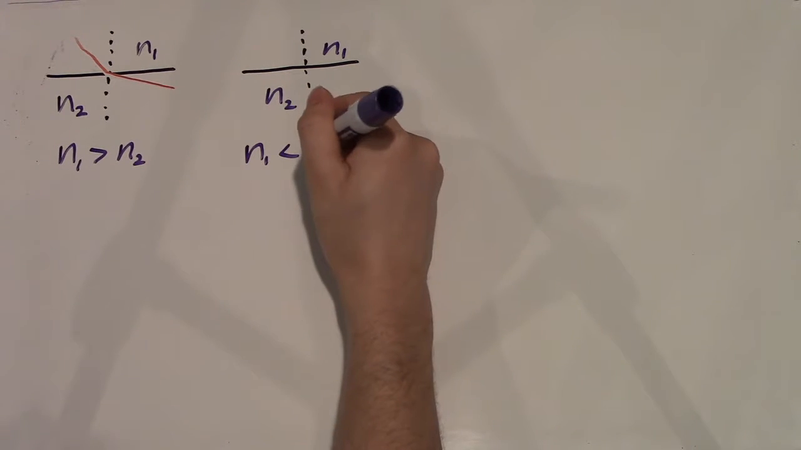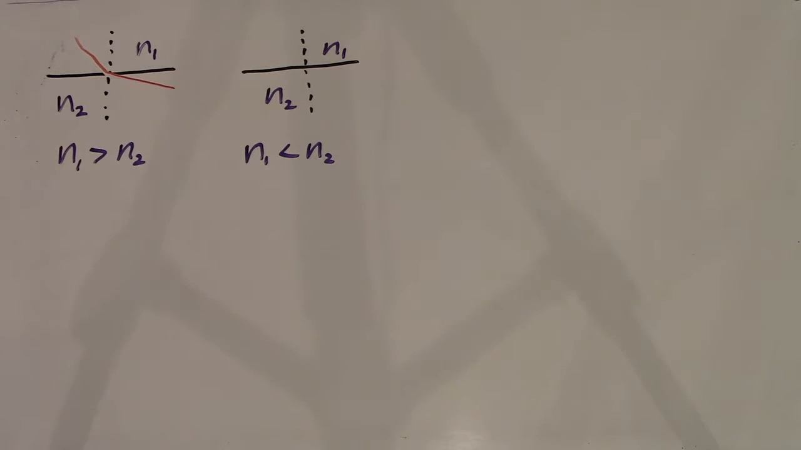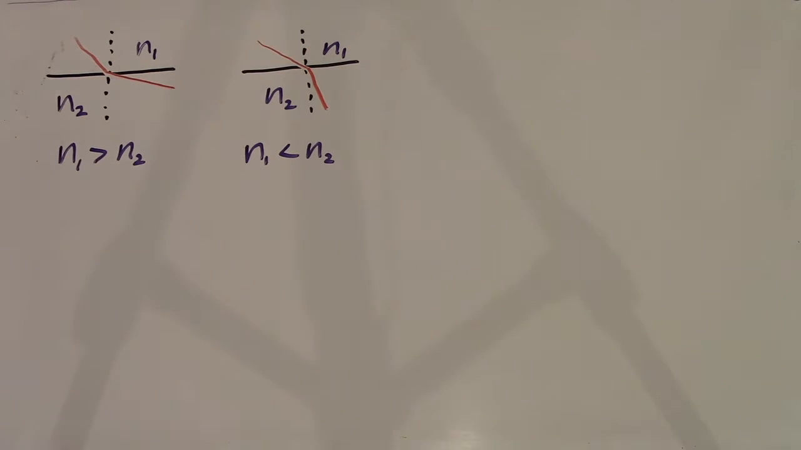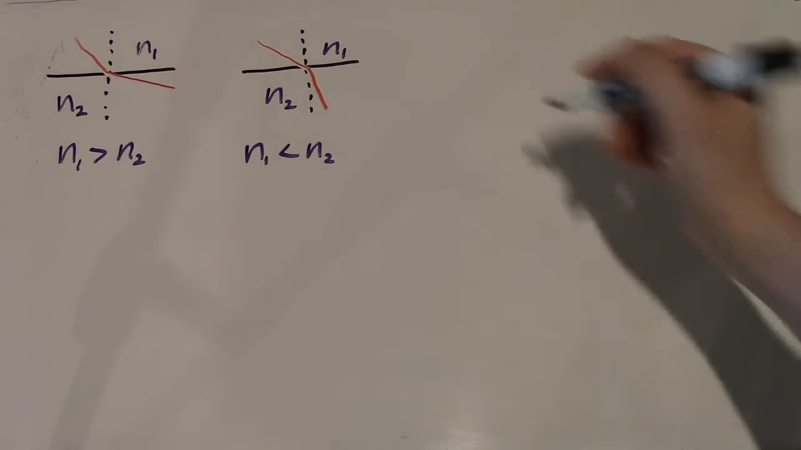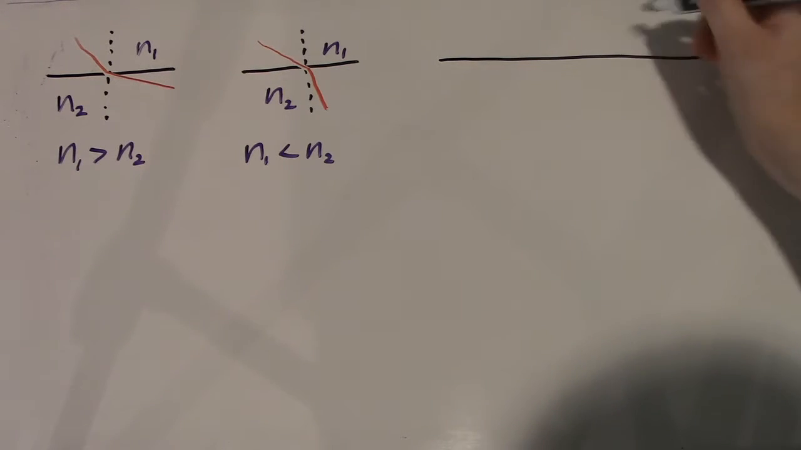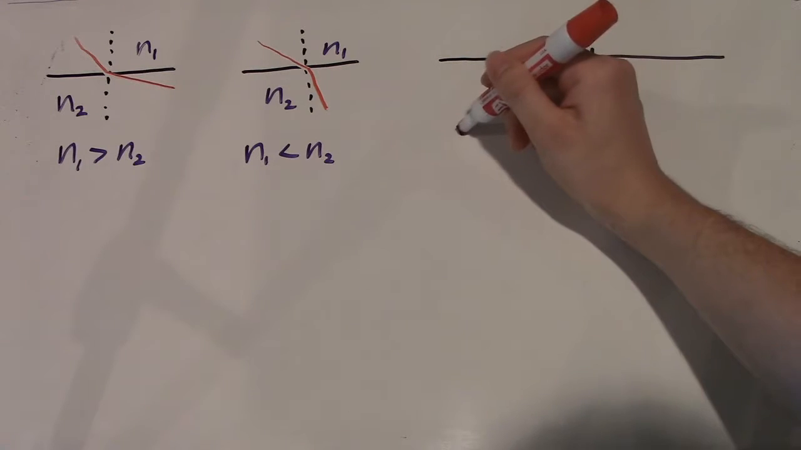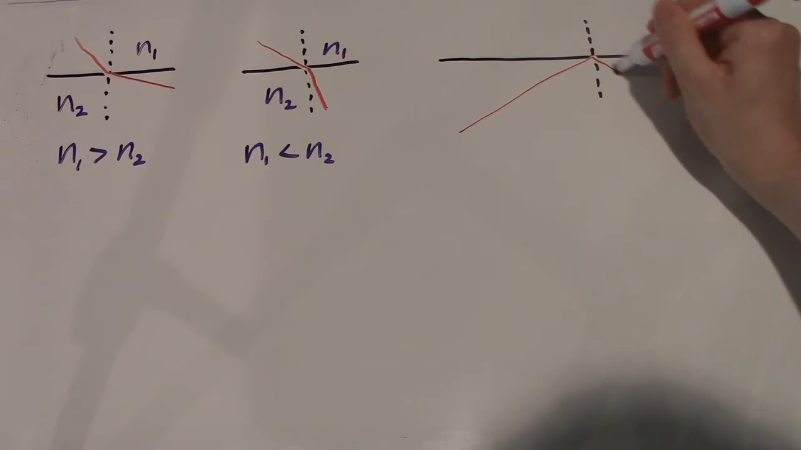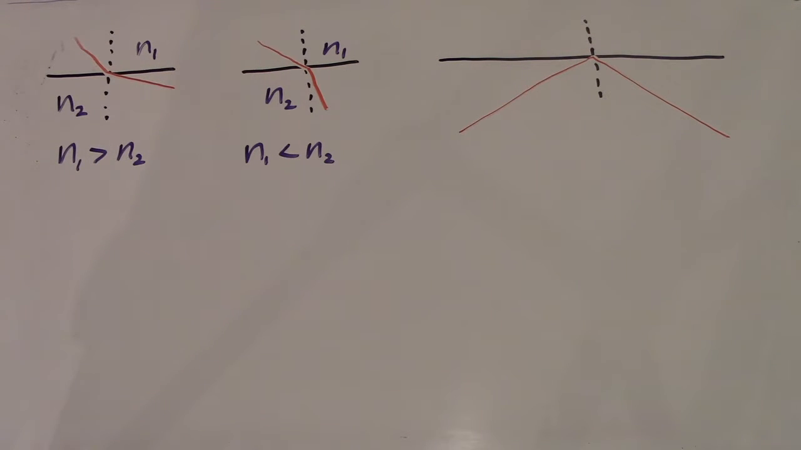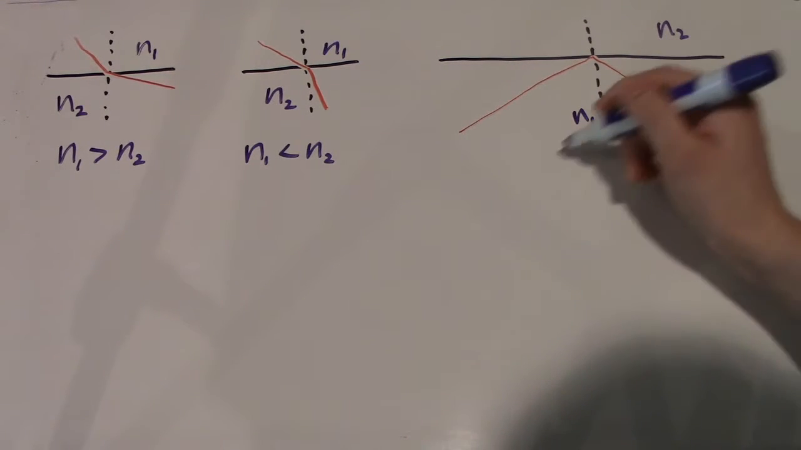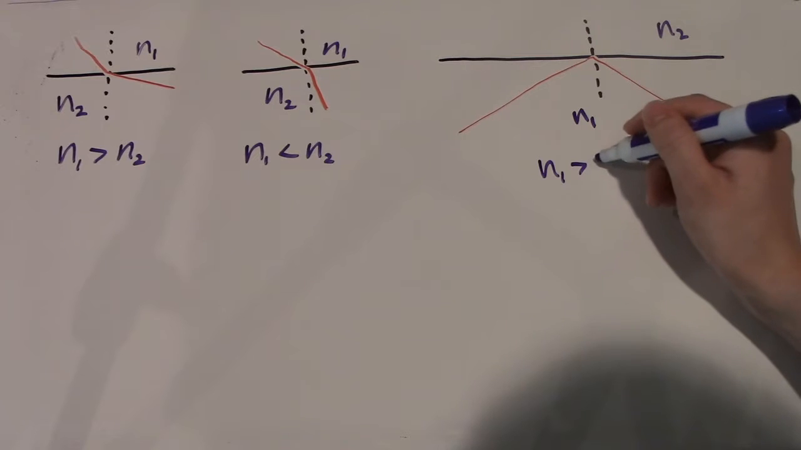Interestingly, in the barrier between materials, it is possible for no light to pass through at all. This is known as total internal reflection. If light passes from a higher index of refraction to a lower index of refraction at certain high enough angles, all light is reflected.